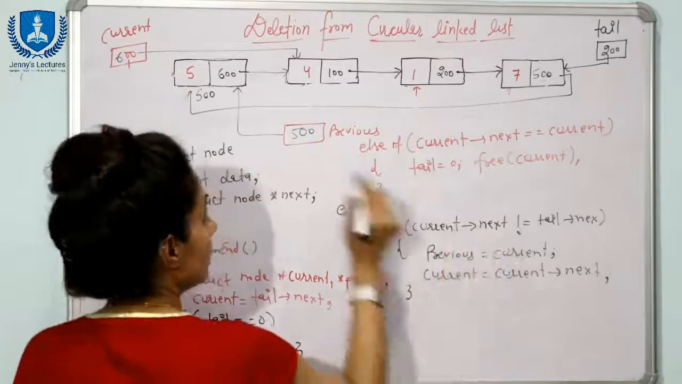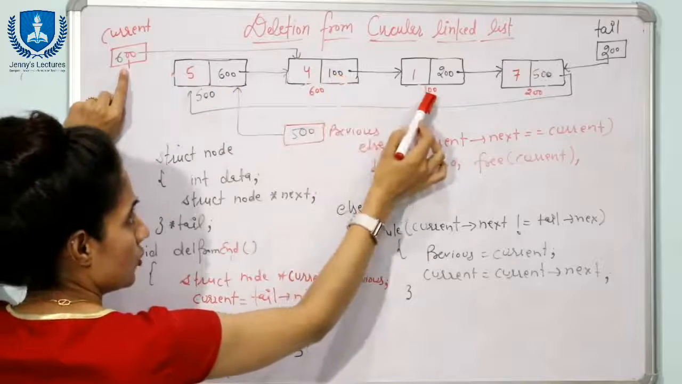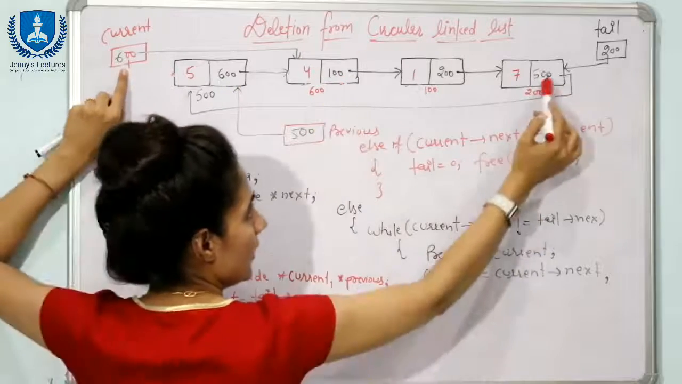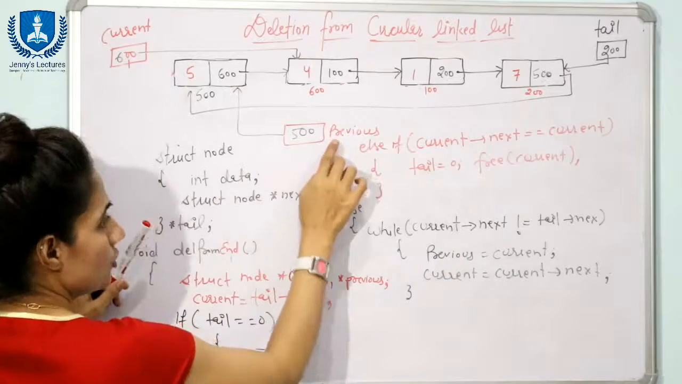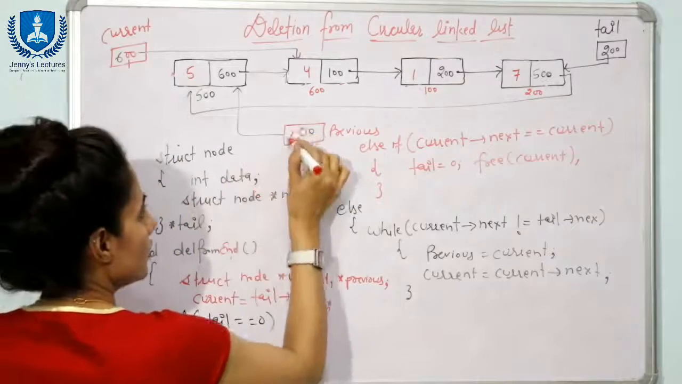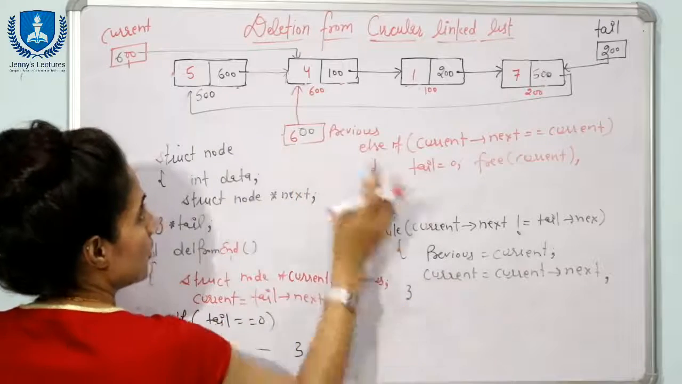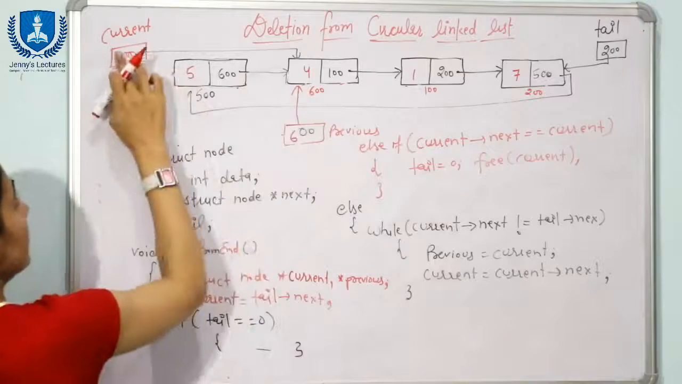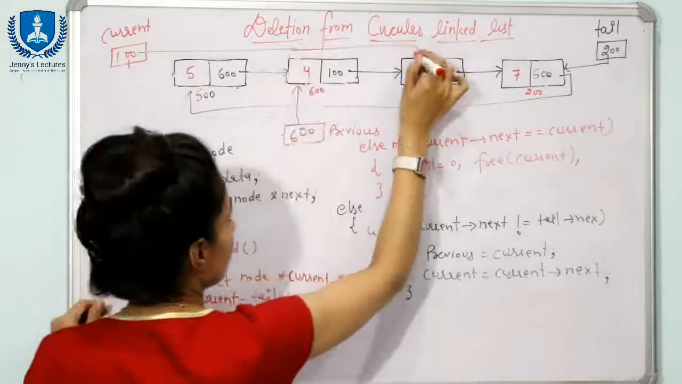Now again check current of next. Current of next is now 100, the address of the next node, right? 100 is not equal to tail next. Yes, the condition is true. We are entering this loop. Previous is equal to current, that is 600. Now in previous we have 600. So now previous is pointing to this node, and now we will move this current. Current is equal to current next. So in current we are going to store 100. So now current is pointing to this node.